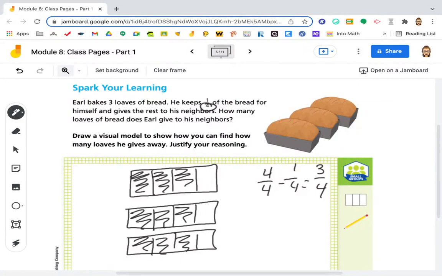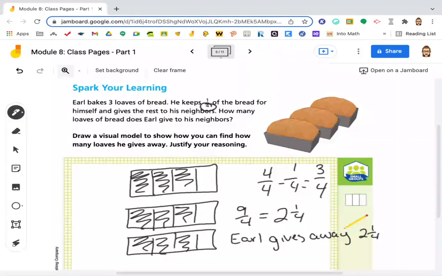So I'm going to just shade in 3/4 of each loaf of bread. So then we would have 9/4, and 9/4 equals 2 and 1/4, because 4 goes into 9 2 times with 1 left over. So Earl gives away 2 and 1/4 loaves of bread.